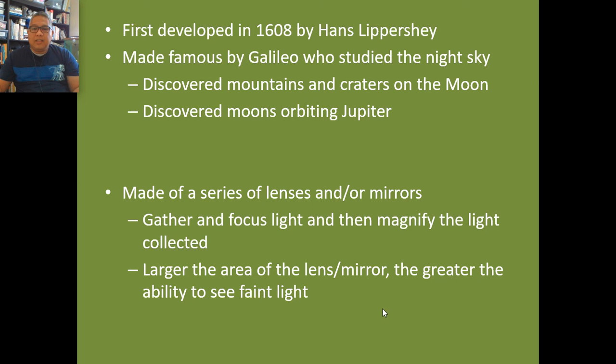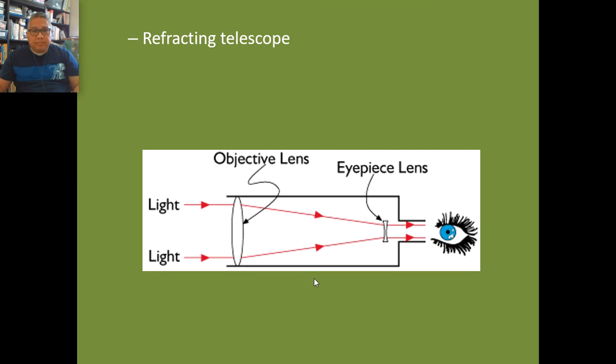The larger the area of the lens, the greater the ability to see faint light, and that's why the Hubble Space Telescope is a huge telescope that allows a lot of light to pass through its lens, allowing it to see distant galaxies and stars and so on. And so we have a refracting telescope. From the word itself, refracting, it will bend the light. So in this case, the light is bent here, and it will be focused on your eyes.